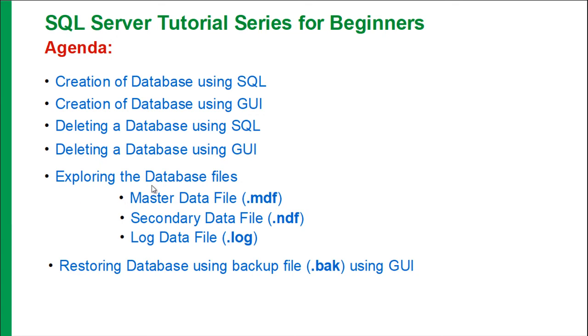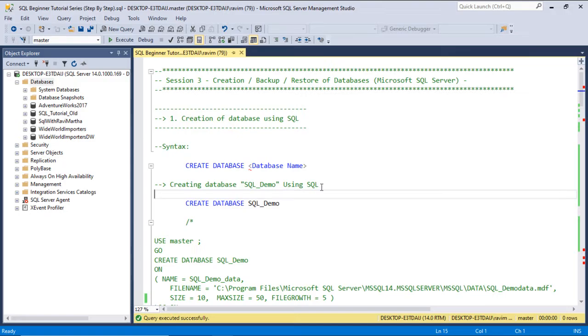Also, we'll see what are database files. One is master data file, that is .mdf file. The second one is secondary data file .ndf, and the last one is the log data file .log. And we'll see how to restore a database using the backup file, that is .bak, using the graphical user interface. So let's dive into today's session.